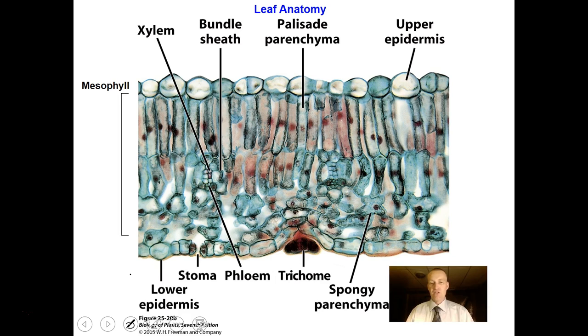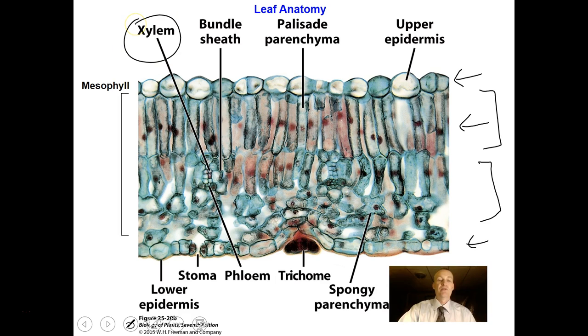This is showing you a picture of it, taking a photograph of it from a microscope. You can see the upper epidermis, lower epidermis, the palisade mesophyll, the spongy mesophyll. We can see over here xylem, so a little vein that's going through. And here's a little trichome, a little hair coming off. And we also have the stoma, which is the little hole that allows gases to travel in and out, and also water to travel out.